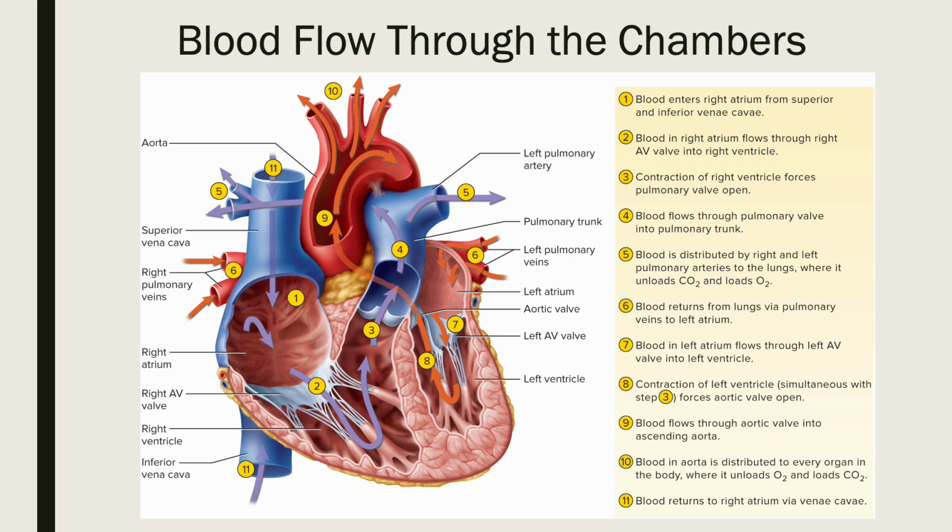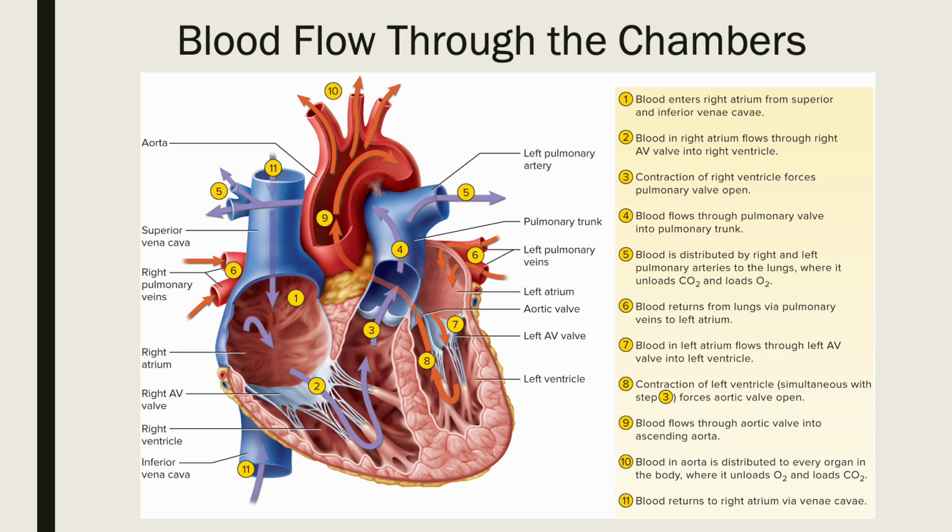Okay, then the blood is going to flow down into the right ventricle through the AV valve or the tricuspid valve, because we're on the right side of the heart. Okay, the right ventricle is going to contract, pushing the blood upward and out through the pulmonary valve into the pulmonary artery. Okay, we're still dealing with deoxygenated blood, right? We're still on the right side. The pulmonary artery is going to carry blood away from the heart to the lungs.